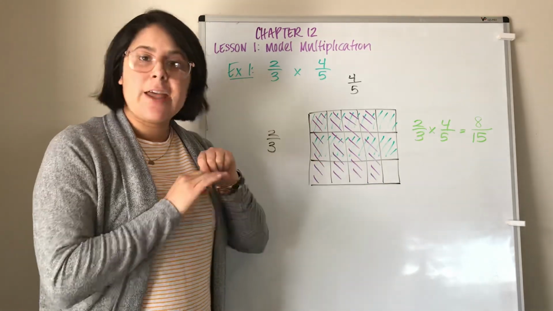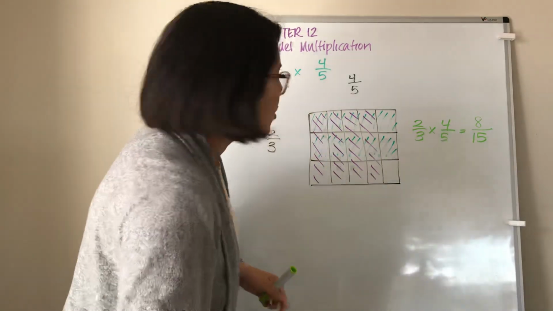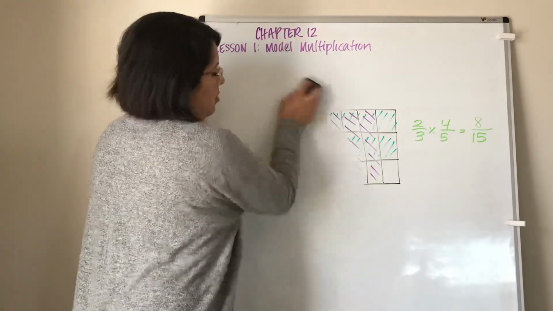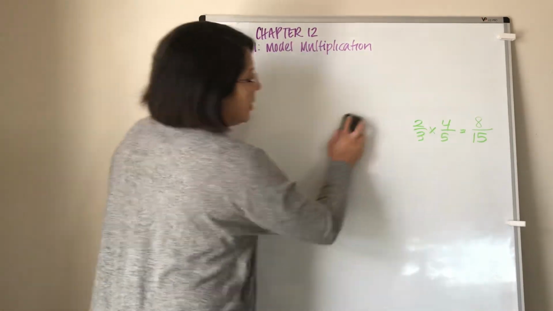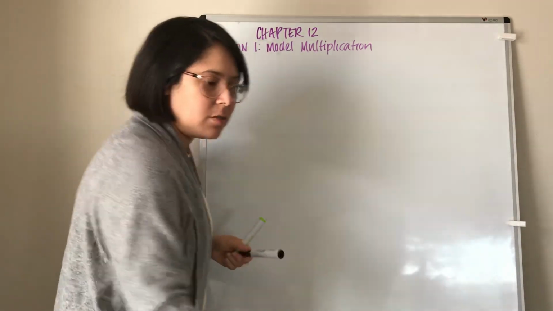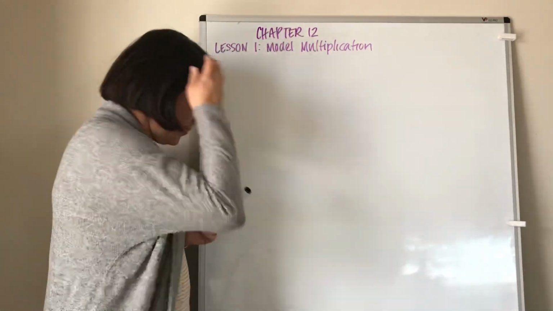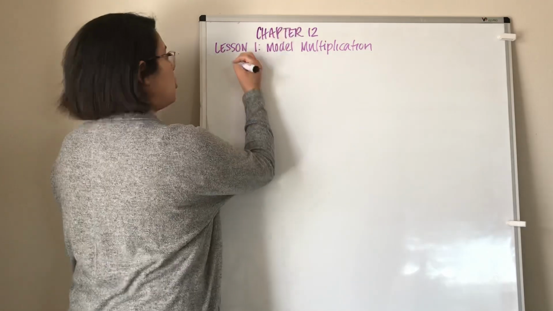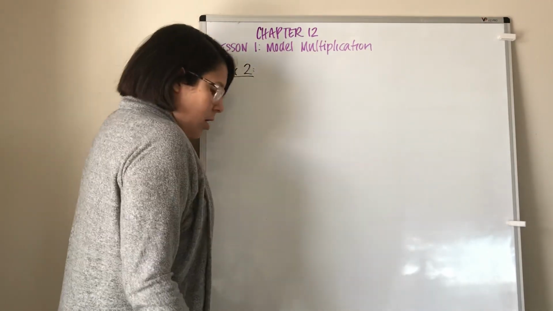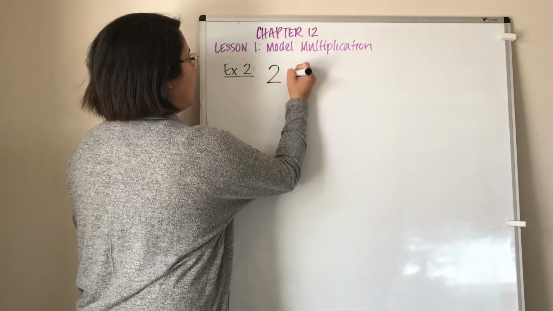Do I need to simplify that? No, I'm good. Okay, so we're going to do another example. So on your homework, I believe you're going to have to be modeling these fractions. Okay, let's do another example. Example 2, because this one's a little bit different. 2 times 3/4.